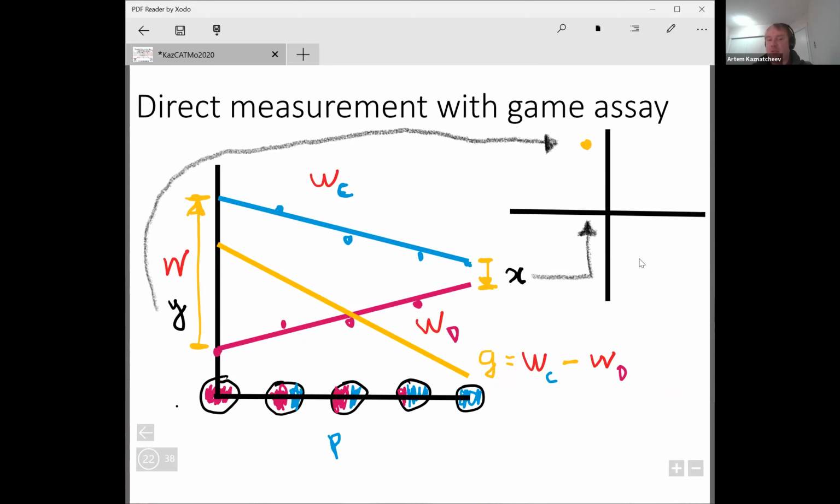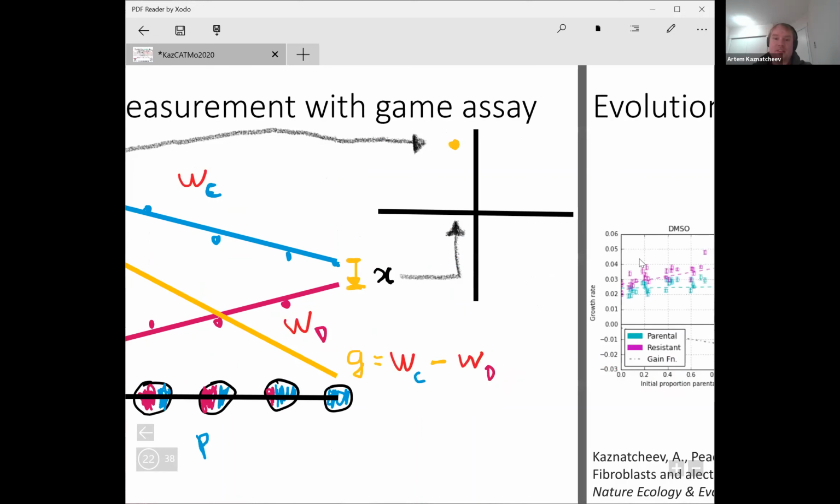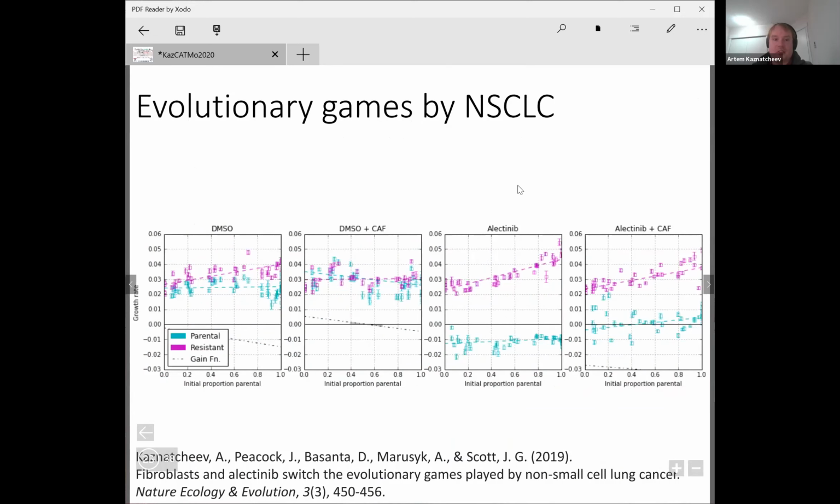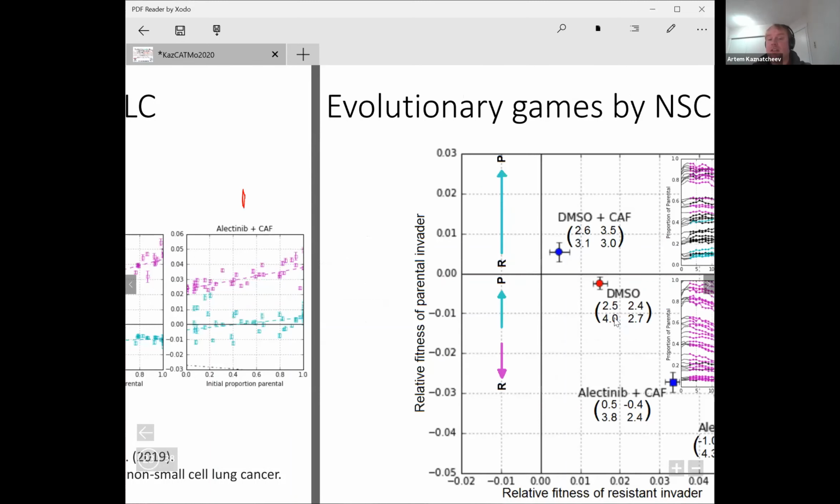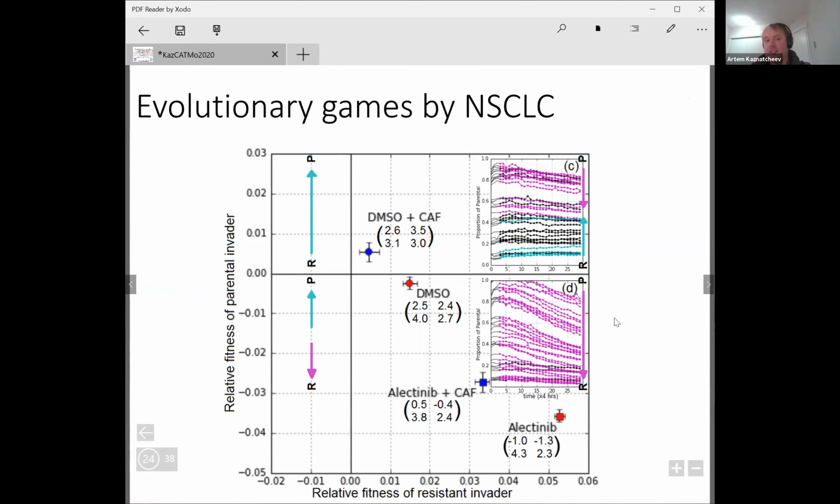So what happens if we do this, let's say, in non-small cell lung cancer? We did over 4 different conditions. We have no drug over here, drug plus cancer-associated fibroblast over here, alectinib over here, and alectinib plus cancer-associated fibroblast over here. In all those conditions, we end up getting some sort of fitness function for each case, and those fitness functions can then be plotted into a game space.